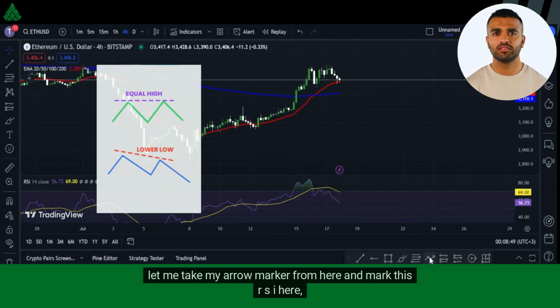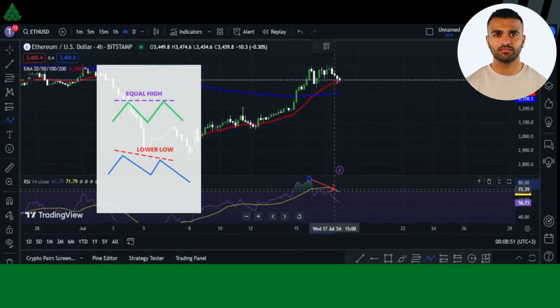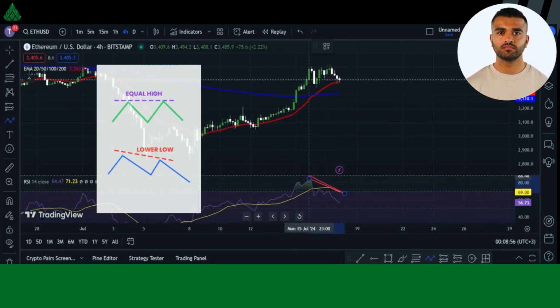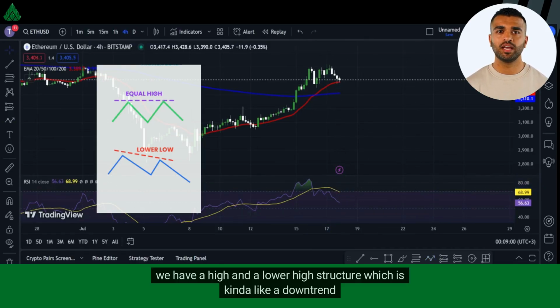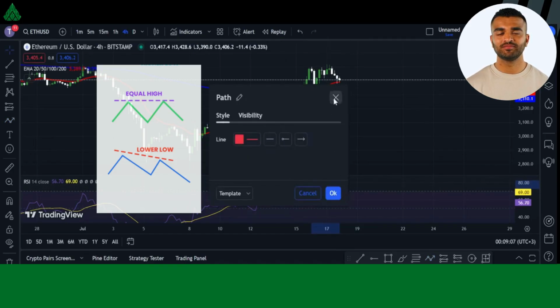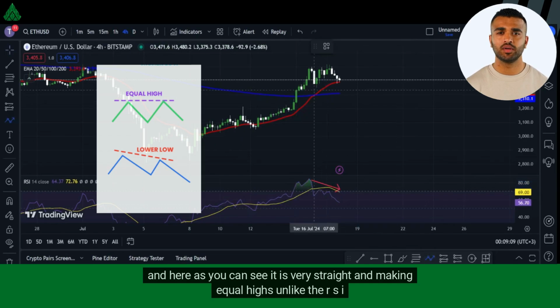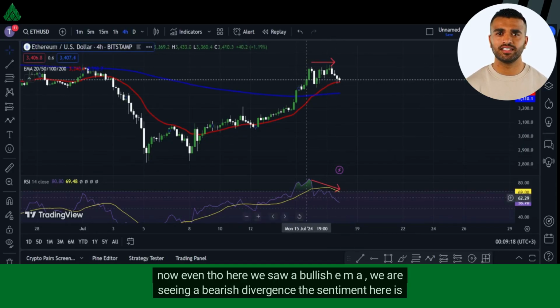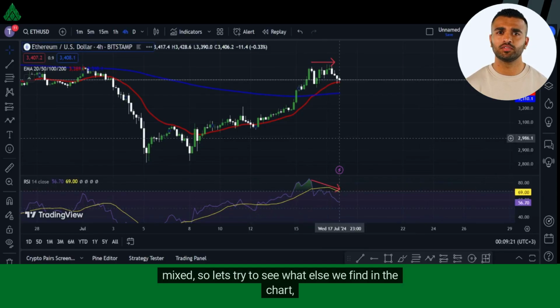Let me take my arrow marker from here and mark this RSI here. Messed it there. Give me a second. Let me make that again here. We have a high and a lower high structure, which is kind of like a downtrend. And here, as you can see, it is very straight and making equal highs, unlike the RSI. Now, even though here we saw a bullish EMA, we are seeing a bearish divergence. The sentiment here is mixed, so let's try to see what else we find in the chart.